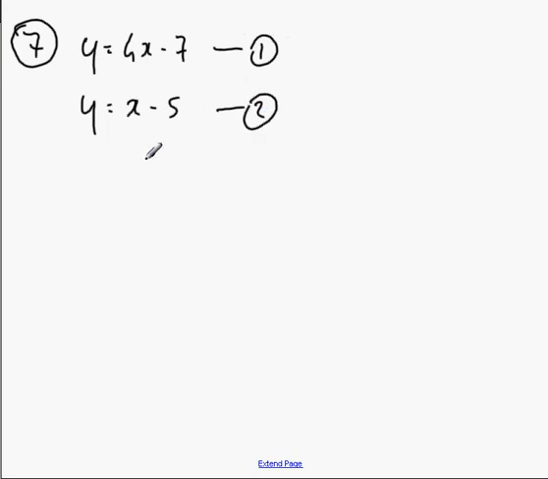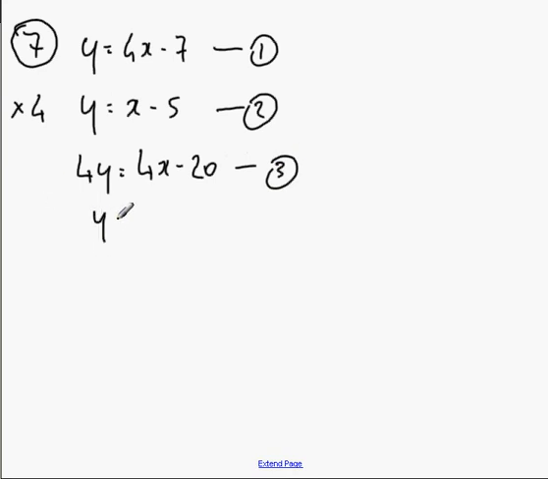Question 7. Find the point of intersection of the lines y equals 4x minus 7 and y equals x minus 5. Well, we can find the point of intersection by solving these simultaneous equations. That's equation 1 and equation 2. There's a variety of methods that we could use here, but if we scale up equation 2 by multiplying through by 4, we'll get 4y equals 4x minus 20, and that's equation 3.